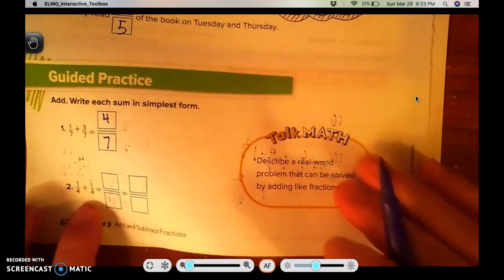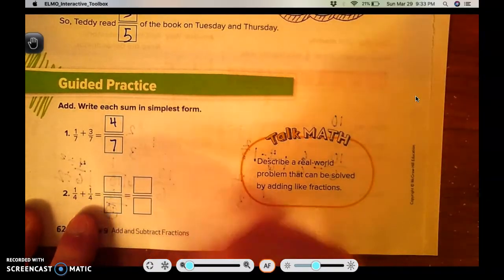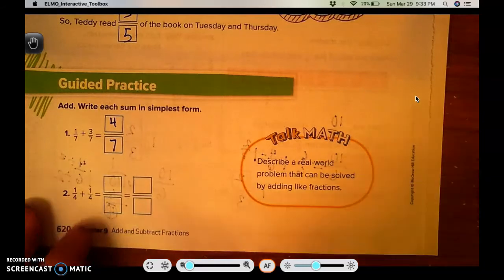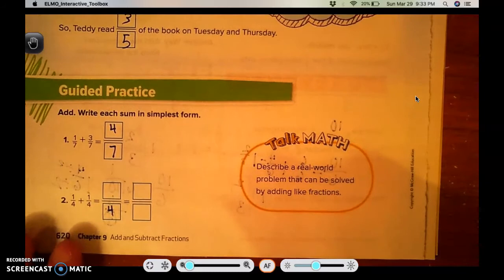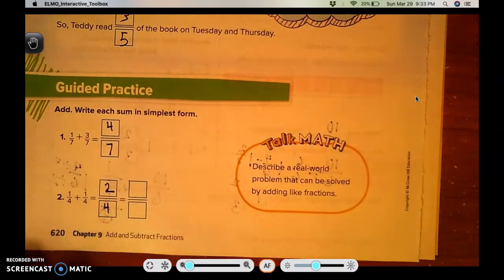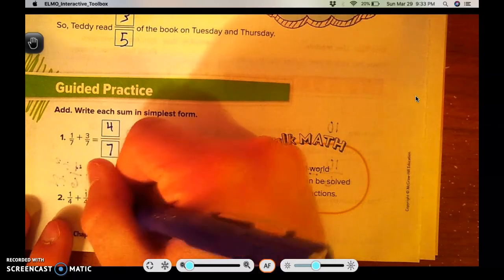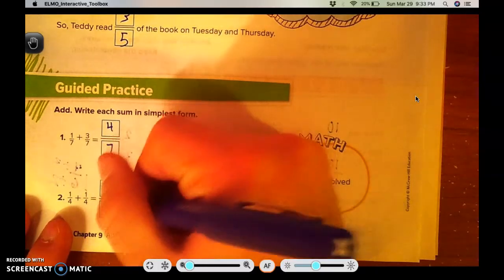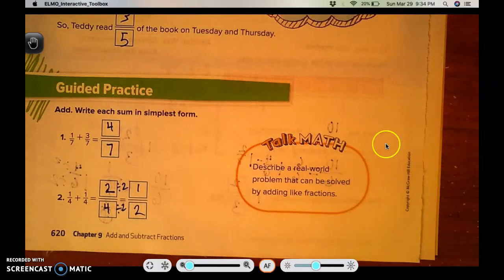Okay, looking at 1/4 plus 1/4. Again, just add that top numerator because our denominator stays the same. It's going to stay 4. 1 plus 1 is going to give us 2. Is there a number that goes into both 2 and 4? Absolutely. We can divide them both by 2 to give us 1/2.